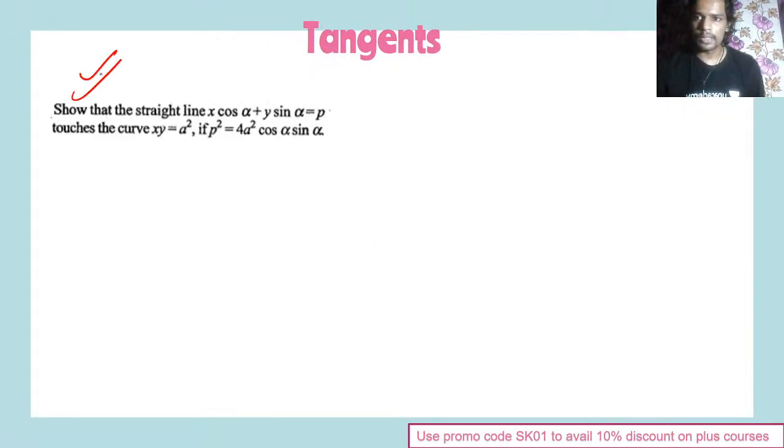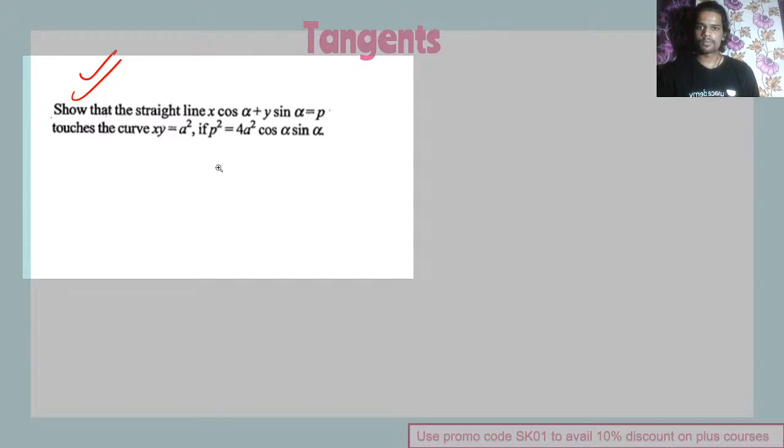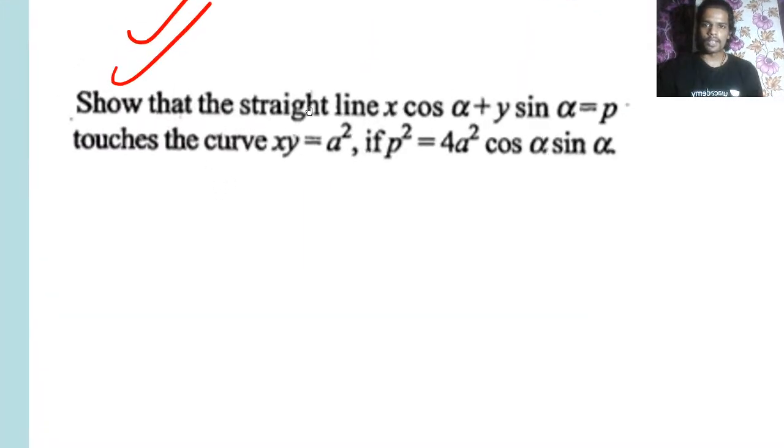We have an example, so let's read it out by zooming in. Show that the straight line x cos alpha plus y sin alpha equal to p touches the curve xy equal to a square. It touches, which means it is a tangent, if p square equal 4a square cos alpha sin alpha. This is what we have to prove.